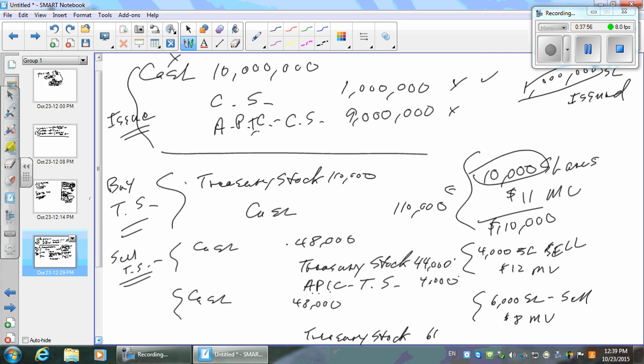Everybody see where that comes from? That's 66. Okay. Why is it 66? I had 110 that I bought, right? Assuming I never had any before. And then I sold off 44 of them, that left 66. So if I sell the rest of them, the whole 66 is gone, right? But wait a minute. I debited cash 48, credit treasury stock 66. What else do you want to debit?